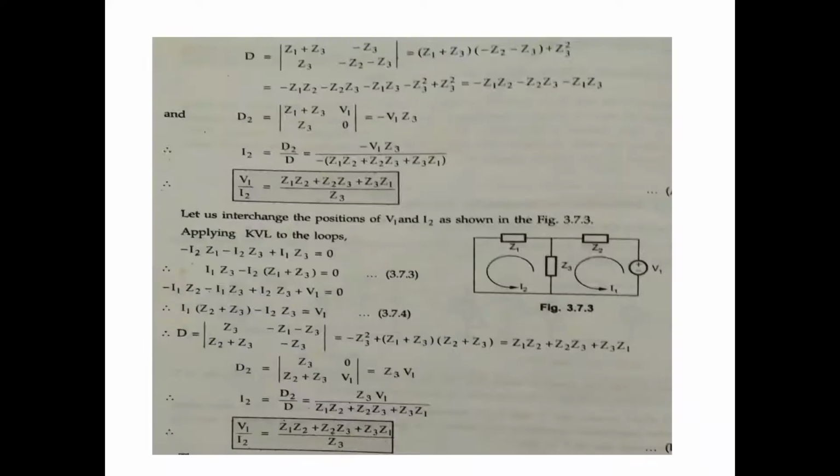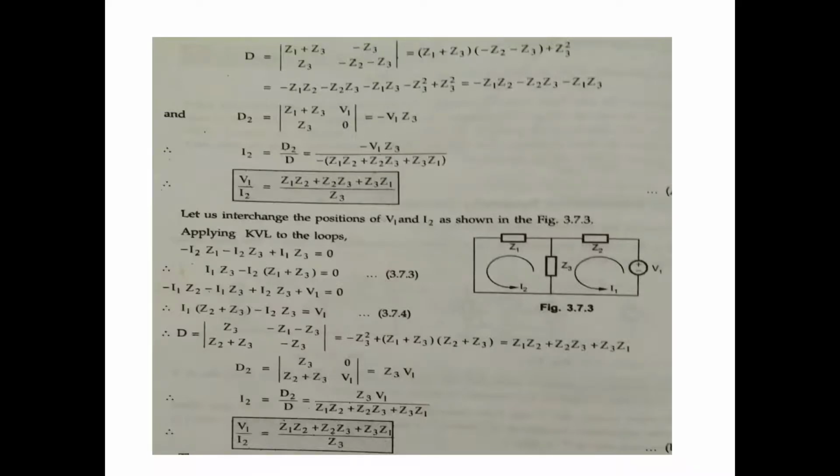Equation number 2. Now calculate the determinant D. The coefficients are Z1 plus Z3, minus Z3, minus Z3, minus Z2 plus Z3. Multiplying, minus, minus, plus gives plus Z3 squared. Simplifying, D equals minus Z1 Z2 minus Z2 Z3 minus Z1 Z3. This is the determinant D.